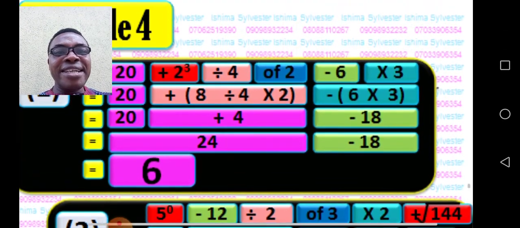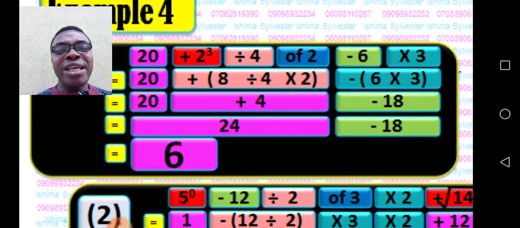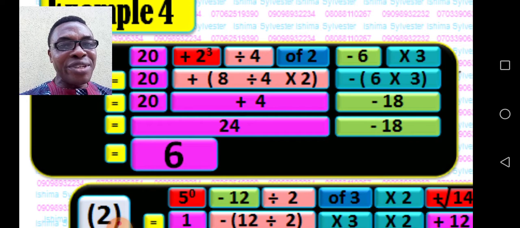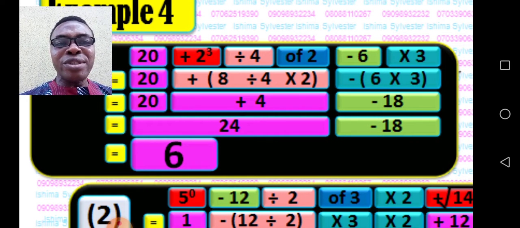All right, now the first thing you do is your exponential. Take note, your exponential there does not mean plus 2 times plus 2 times plus 2. It actually means 2 times 2 times 2, which will give you 8, and then we have plus 8. That's the first thing we do, and that's the only difference there.